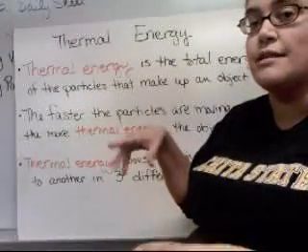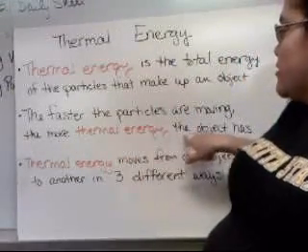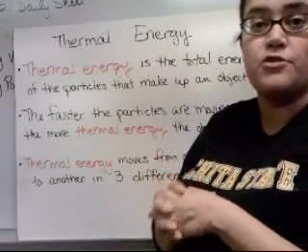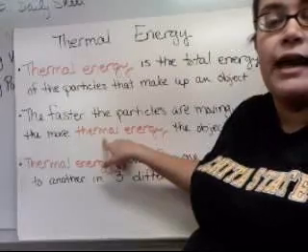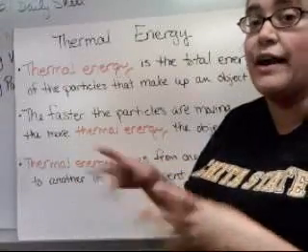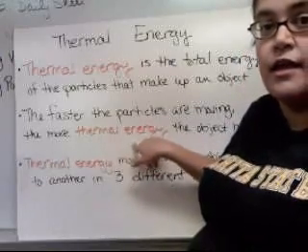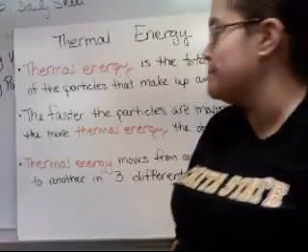So those atoms are constantly moving. The faster the particles are moving, the more thermal energy the object has. If an object's particles are not moving very fast, then it would have a low thermal energy. And if the particles are moving really fast and they're very excited and bouncing all over the place, then it would have a high thermal energy. So the faster the particles move, the more thermal energy the object has.